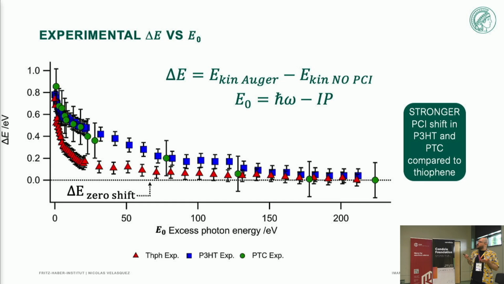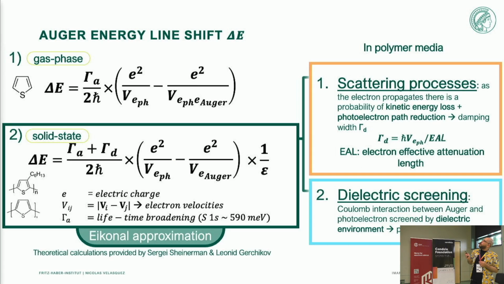But how do we interpret this? Well, for the solid state case, we need to take into account two main contributions, one which is electron scattering, and the second one is dielectric screening. And to do this, we collaborated with theoreticians Sergei Scheiderman and Leonid Gerchikov, who have vast experience with the PCI effect, and they have applied the eikonal approximation to estimate this delta E in both cases, in the gas phase and the solid state.